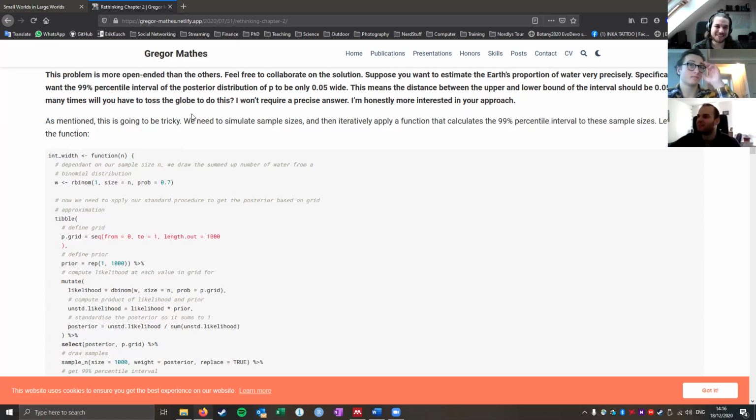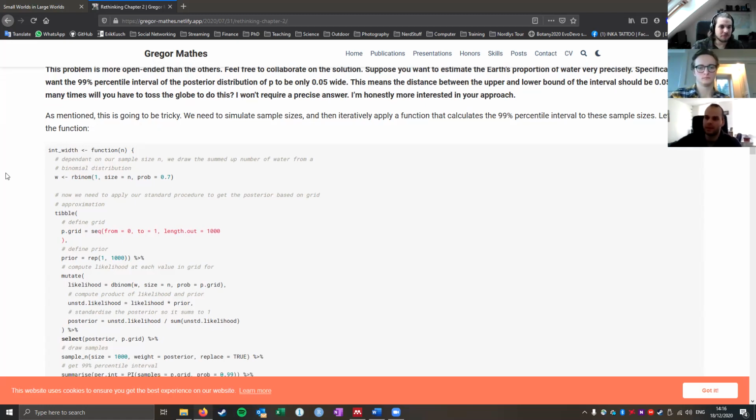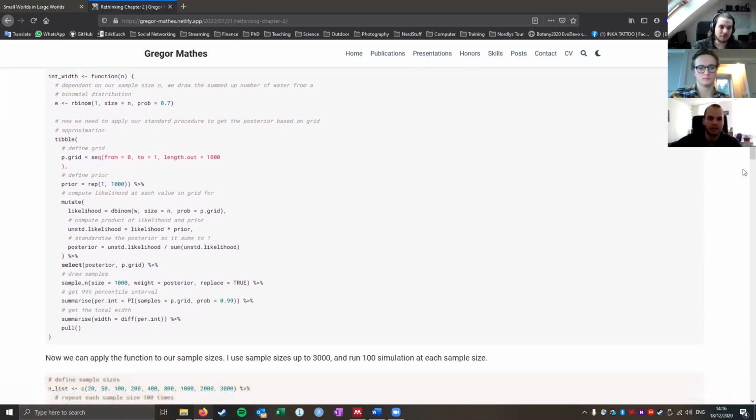So, yeah, we start basically by defining a function that takes our priors and calculates our estimate, in this case, posterior interval, PI, because we want to iteratively apply this function to the sample sizes. No, this is a completely different question, isn't it?